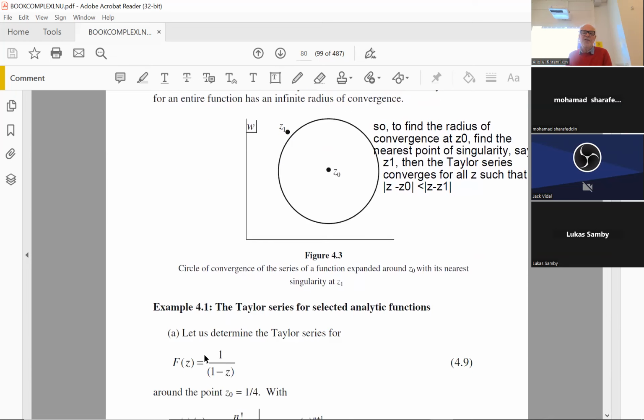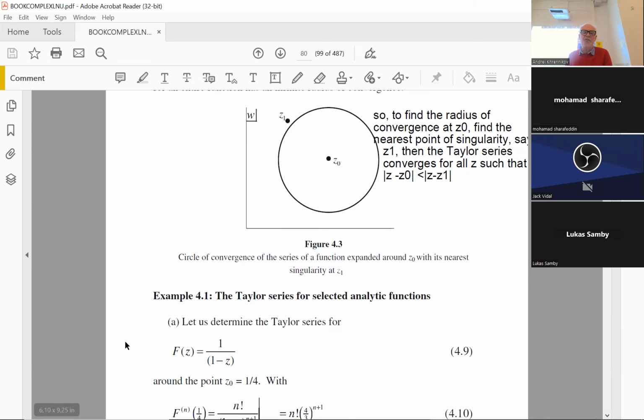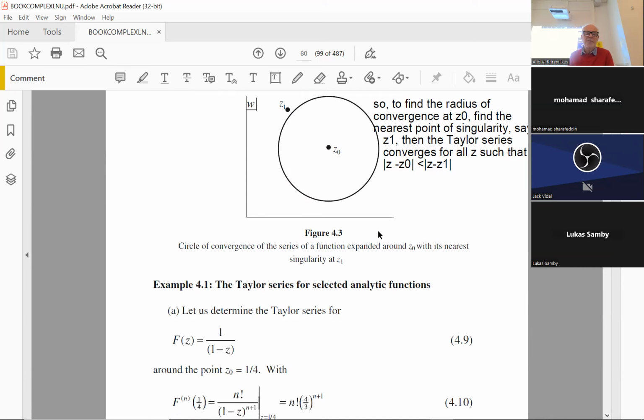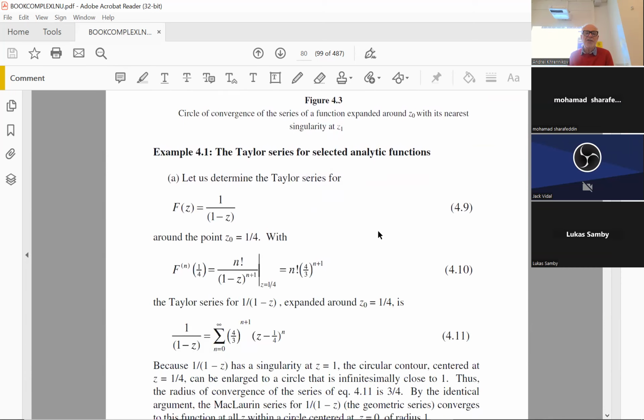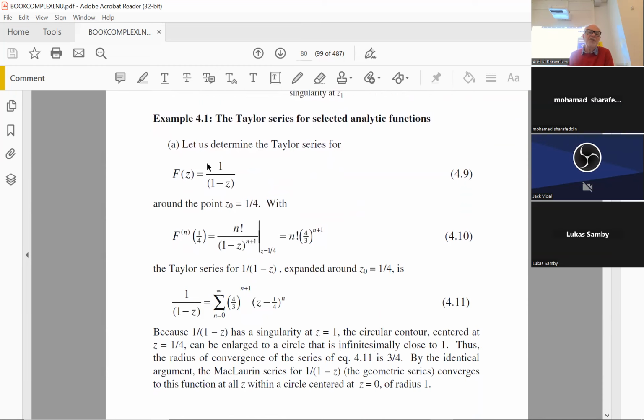Yeah, so to find the radius of convergence at Z0, find the nearest point. So there's this nearest point, and then it would converge for all Z minus Z0 which are strictly less than Z0 minus Z1. Now they consider examples. The simplest example is just the sum of geometric progression.